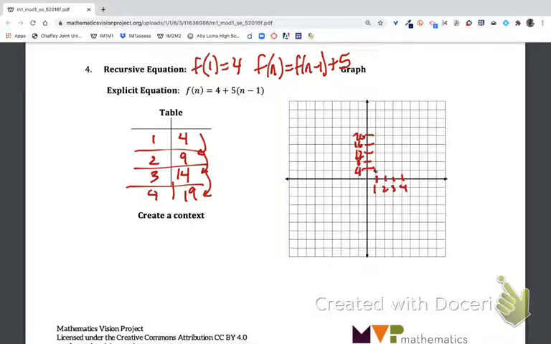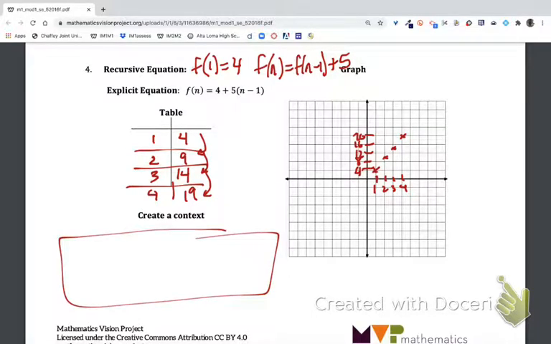So step 1, you have 4. Step 2, not quite 8, a little bit more. Step 3 is 14, halfway. Step 4 is 19, all the way, almost up. And so you notice that we've got pretty much, again, a straight line, and we should because it's an arithmetic sequence. Creating that context, giving yourself a story: I started off with 4 pencils, and every day I collected 5 more pencils. There you go.